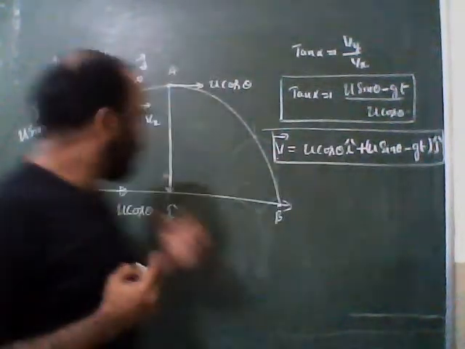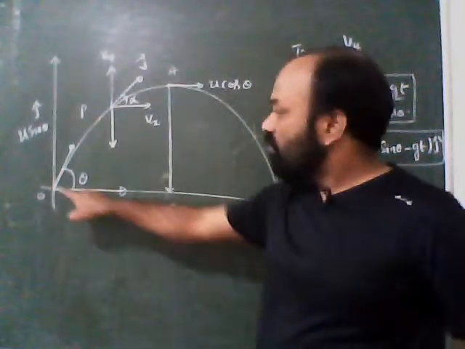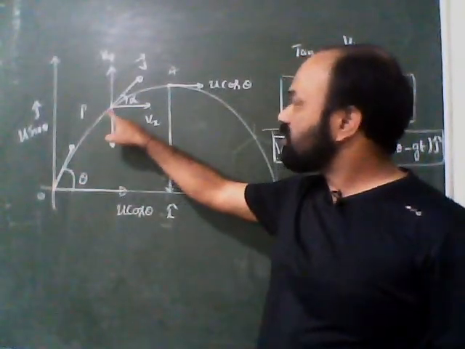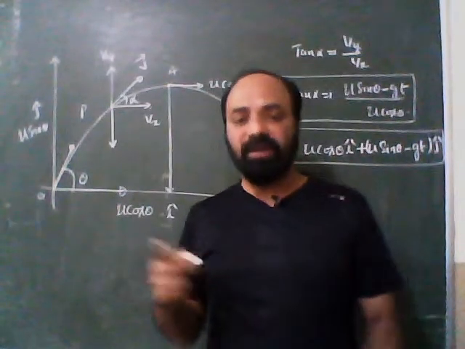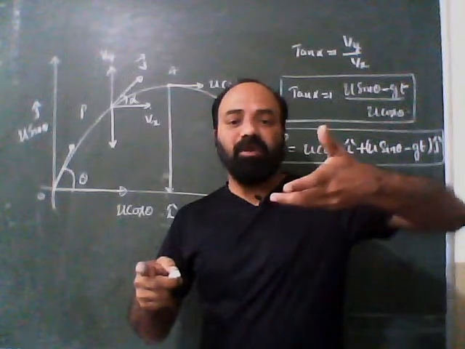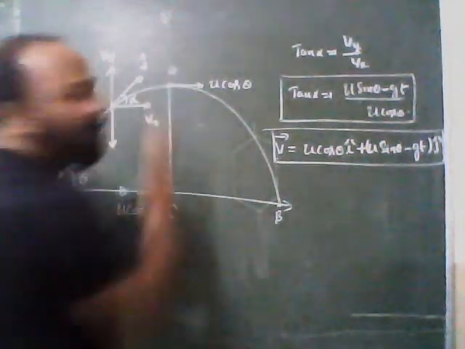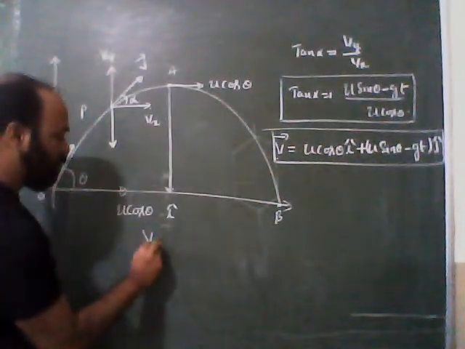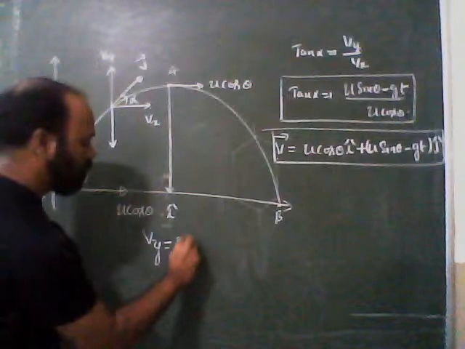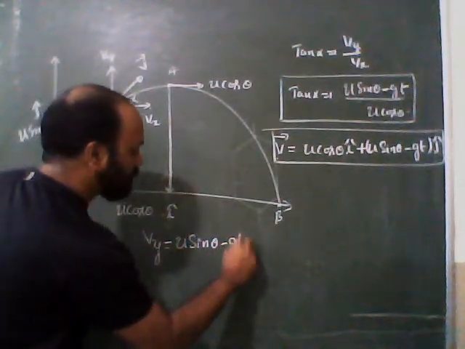Okay guys, now see, at the point of projection it has only kinetic energy. While the body is moving in the upward direction, its velocity changes, and we learned this in motion in a straight line. So we have the formula for vertical velocity: vy equals u sin theta minus g t.